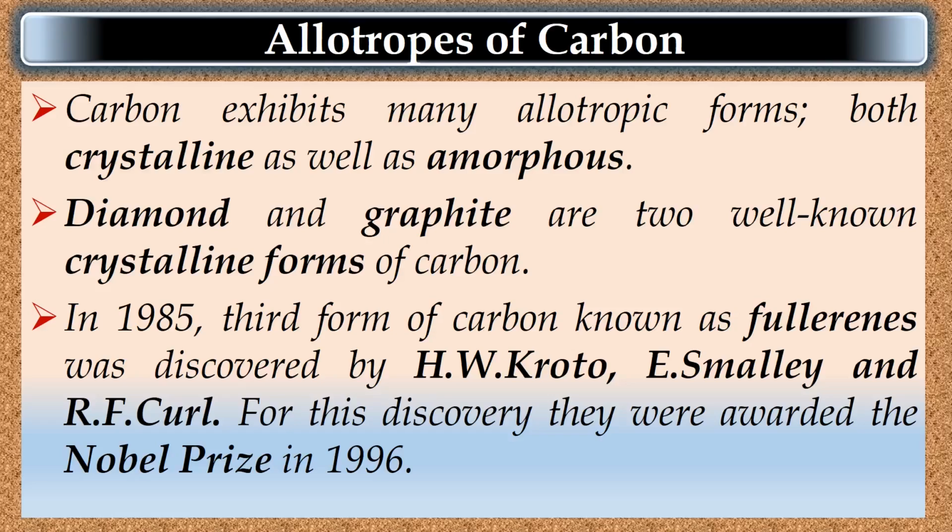Carbon exhibits many allotropic forms, both crystalline as well as amorphous. Diamond and graphite are two well-known crystalline forms of carbon. In 1985, the third form of carbon, known as fullerenes, was discovered by H. W. Kroto, R. E. Smalley and R. F. Curl. For this discovery, they were awarded the Nobel Prize in 1996.